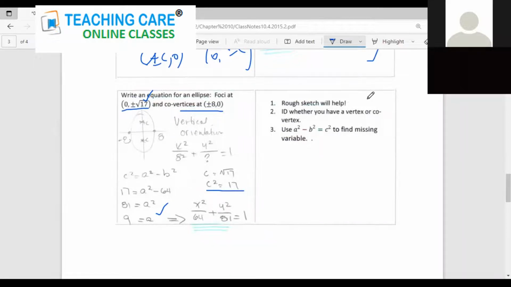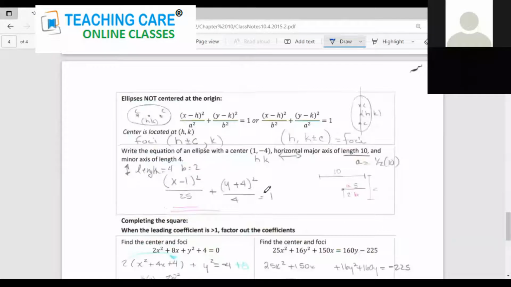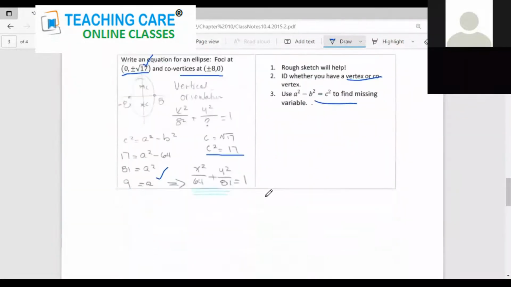Got it? You first roughly sketch the diagram, then you have to identify the vertex and the co-vertex. Then you can make out and find the missing values. Got it all? Yes? Okay, let's try a problem from this, then I'll go to the next.